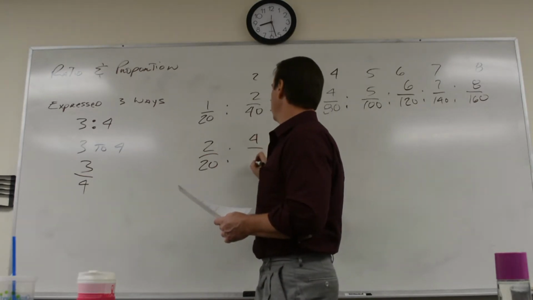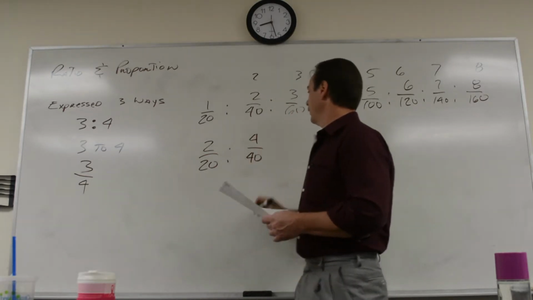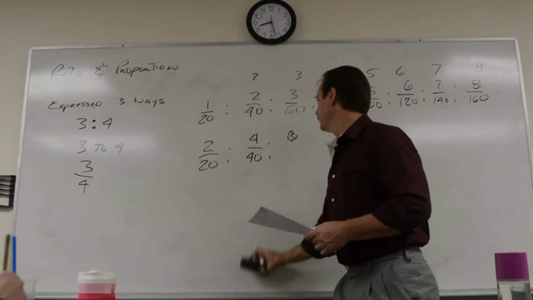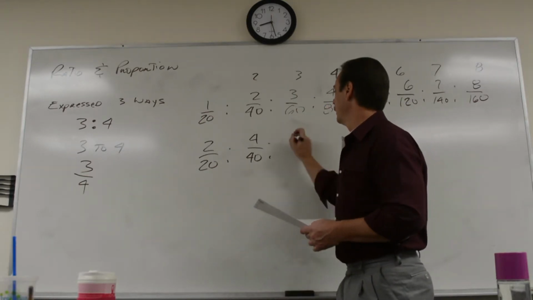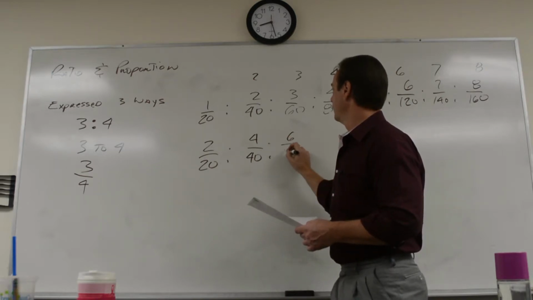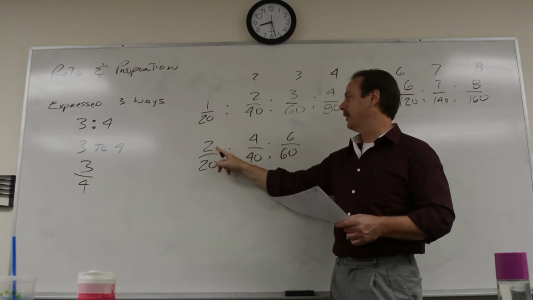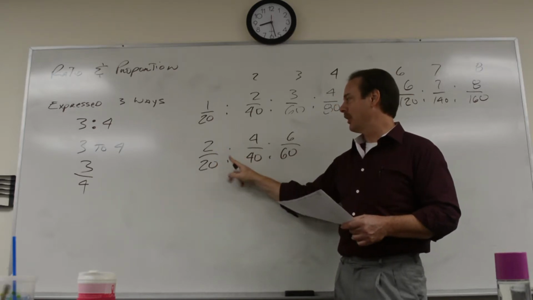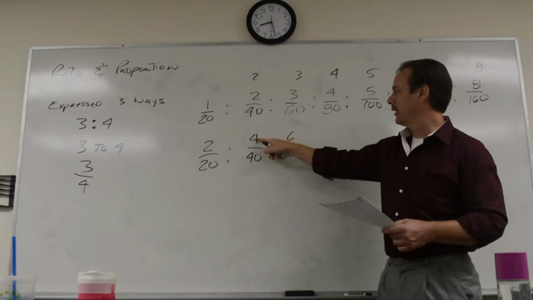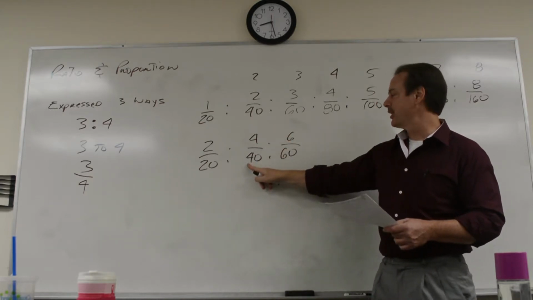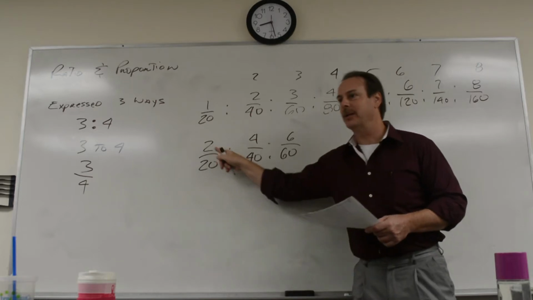4 over 40. What would the next one be? 3, 6, oops. 6 over. What do you notice between the difference between here and the difference between here? This is 2, this is 20. It's the same. Over here, the difference between here and here, 6 minus 4 is 2. The difference between 60 and 40 is 20. So it goes back to the same ratio.